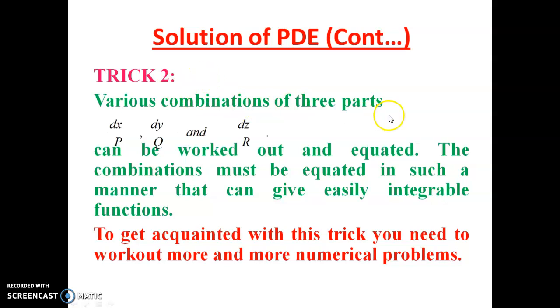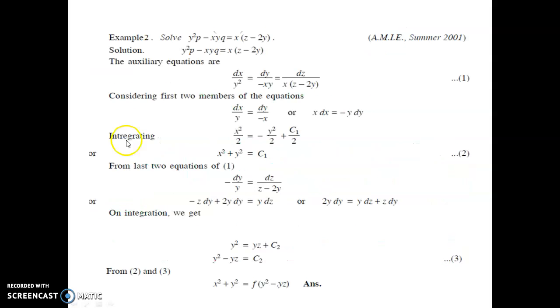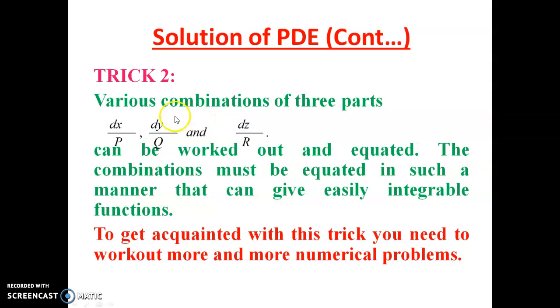Various combinations of 3 parts are possible. Sometimes this type of direct comparison does not give you the integration, so various combinations are possible so that an expression can be obtained, so that you can get an easy integration. To get acquainted with this trick, you need to work out more and more numerical problems.